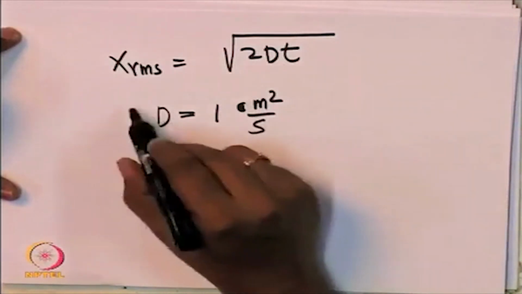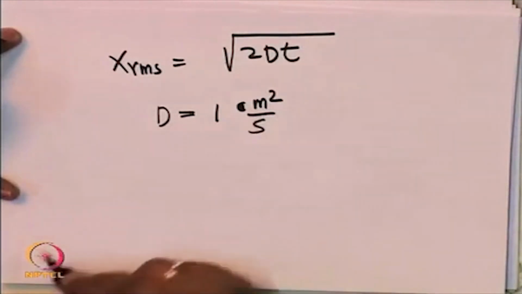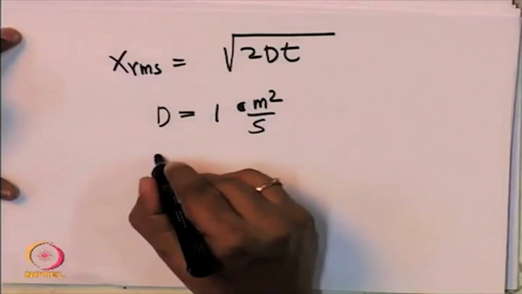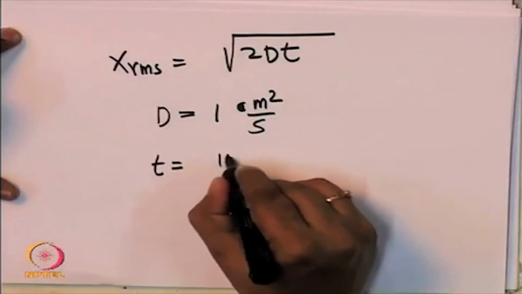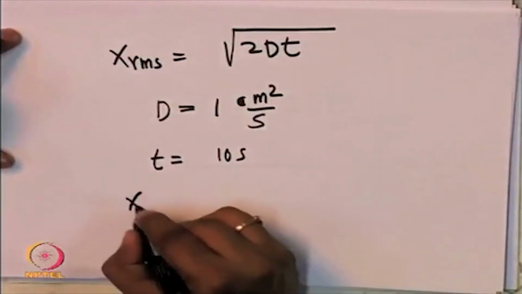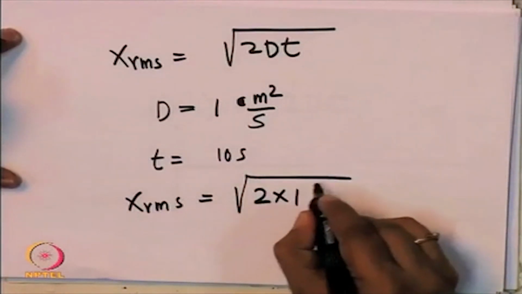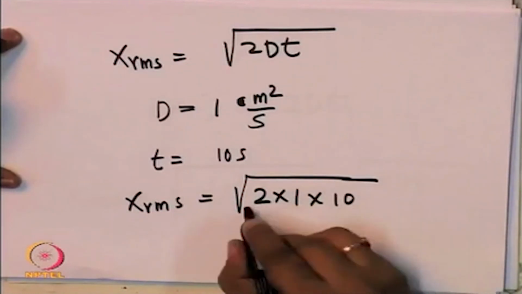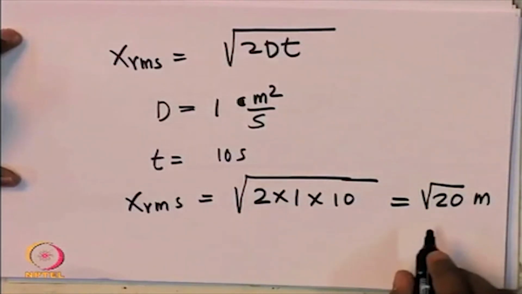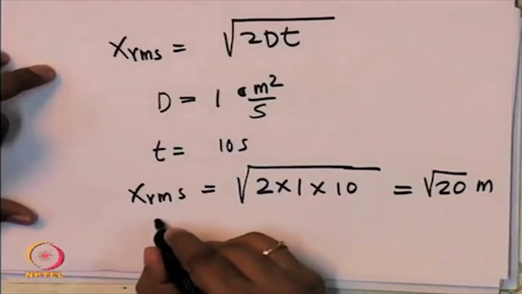We will come to this and see how it comes, but for the moment let us take d as some number, 1 meter square per second, given to you. Now, the question is, let us say when t is equal to 10 seconds, how far would this have diffused? So, x RMS is equal to root of 2 into 1 into 10. So, this will diffuse a distance of root 20 meter.